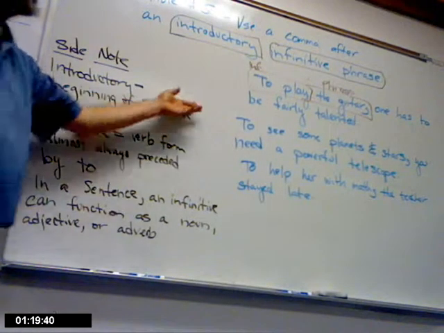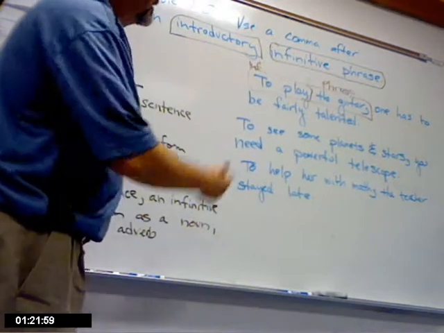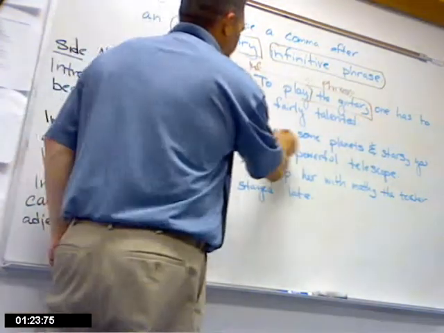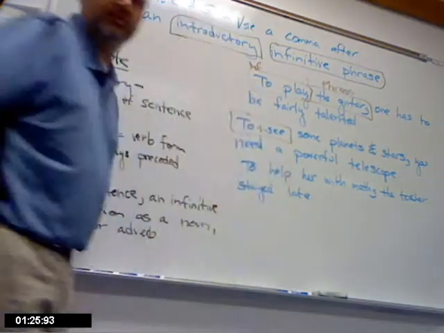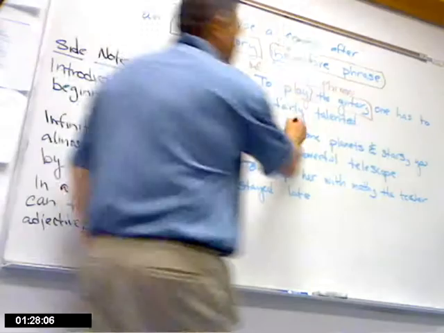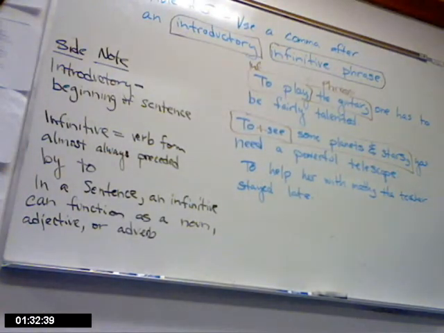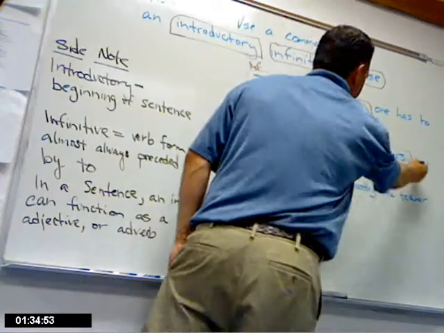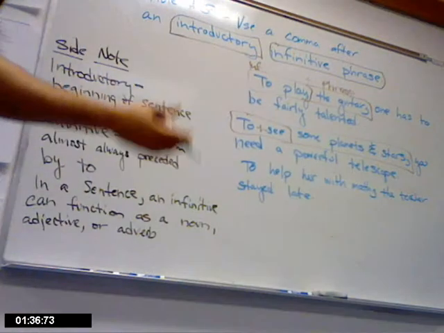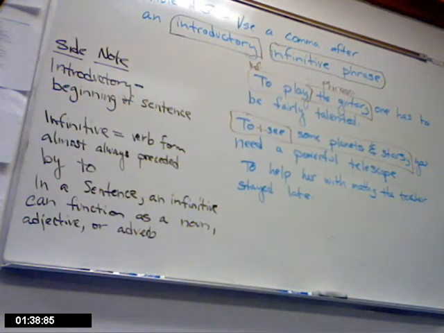Looking at the second example, to see some planets and stars. Again, here is to plus the verb. See is the verb, that's your infinitive. Some planets and stars creates the rest of the infinitive phrase, and then our comma after there. So the comma is used to separate that infinitive phrase from the rest of the sentence.